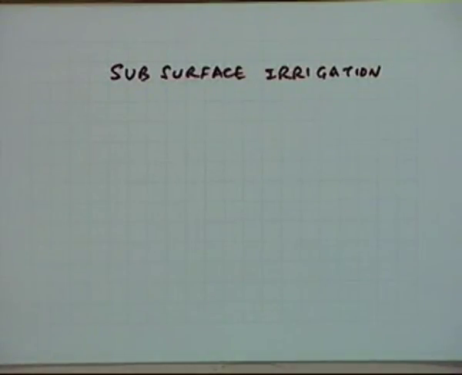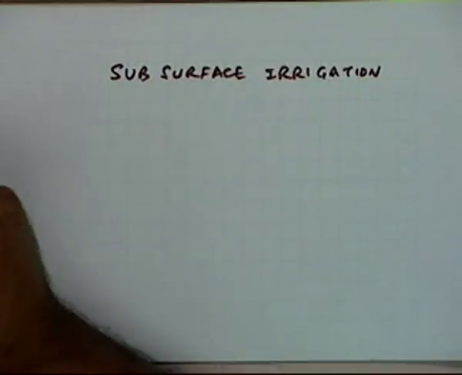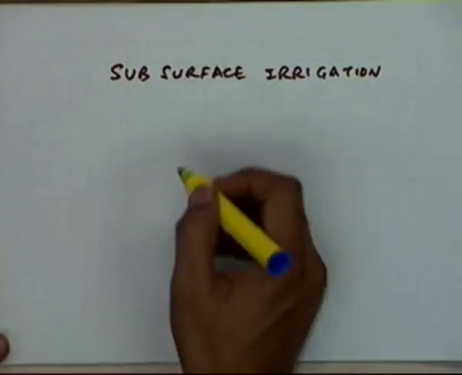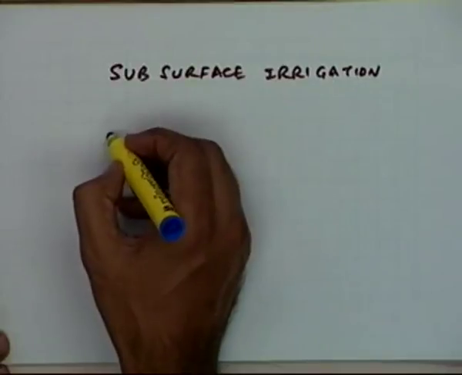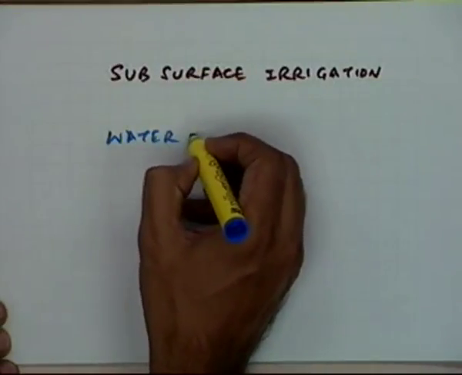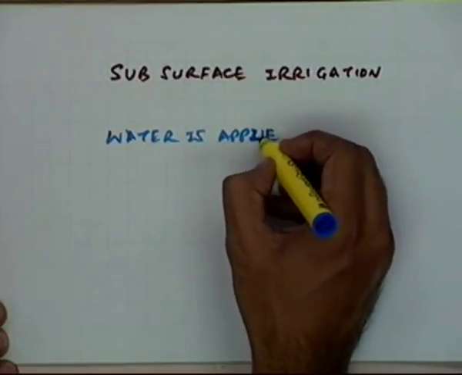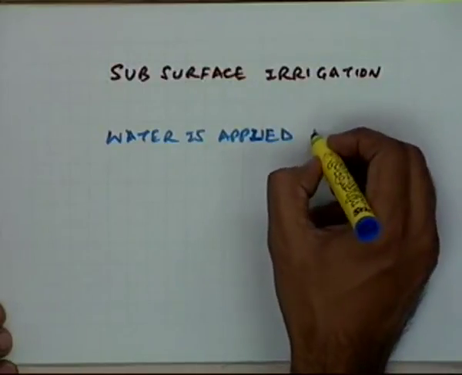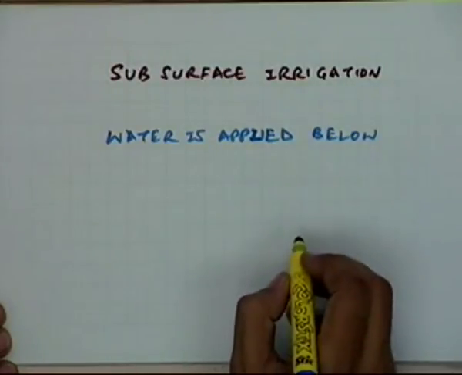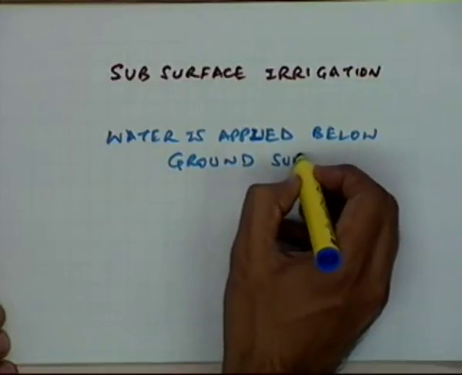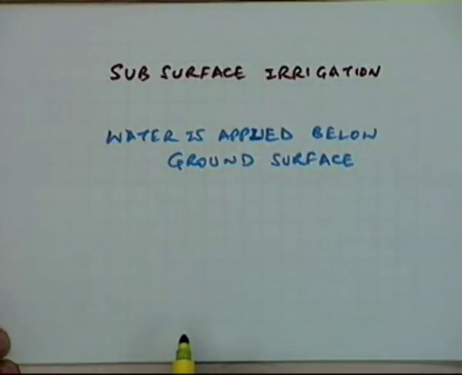In this category of irrigation method, we are supplying water, it is applied below the ground surface. So this is the basic difference between the surface irrigation method and the subsurface irrigation method.